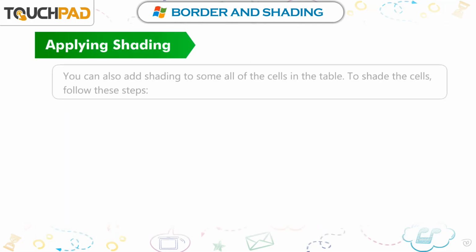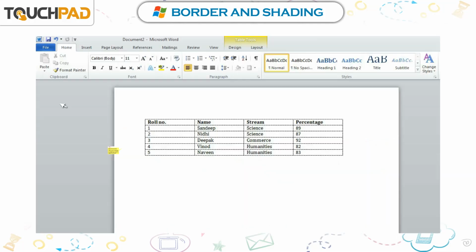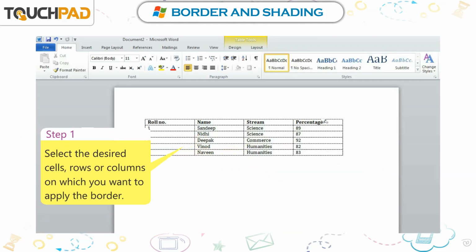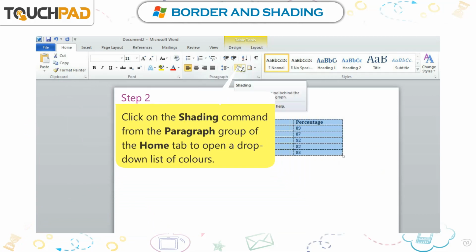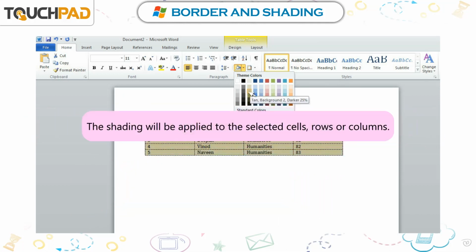Applying shading. You can also add shading to all of the cells in the table. To shade the cells, follow these steps. Step 1. Select the cells, rows or columns. Step 2. Click on the shading command from the paragraph group of the Home tab to open a drop-down list of colors. Step 3. Click on a color from the list. The shading will be applied to the selected cells, rows or columns.